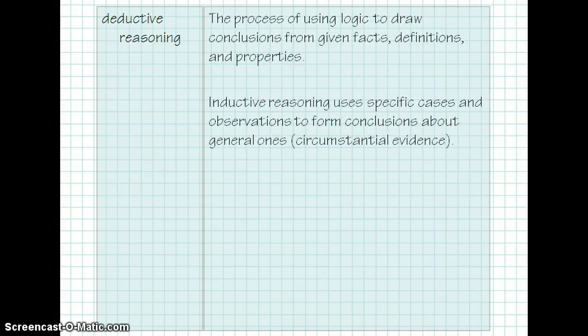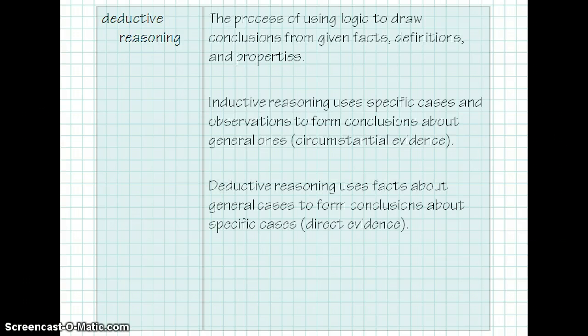I like to compare this to crime shows, where you have what's called circumstantial evidence, which means that they can't tie the person there directly, but they've come up with a lot of things that seem to point to that person being the guilty party. That's inductive reasoning. Inductive reasoning uses specific cases and observations to form conclusions about general ones. So it's starting from the specific and going to the general.